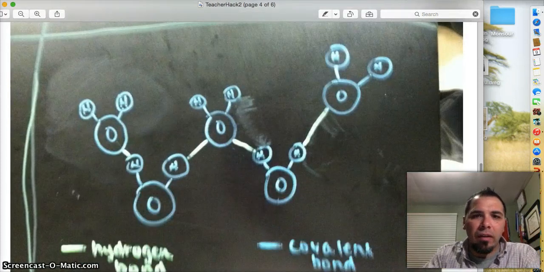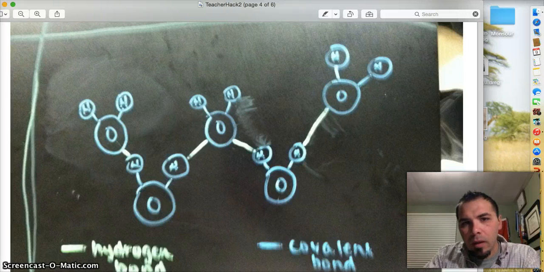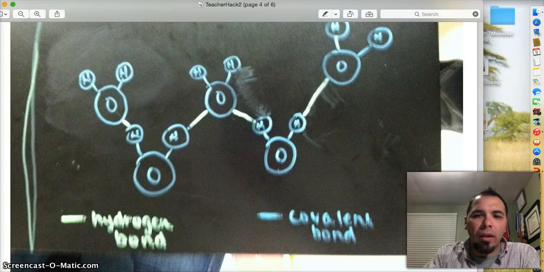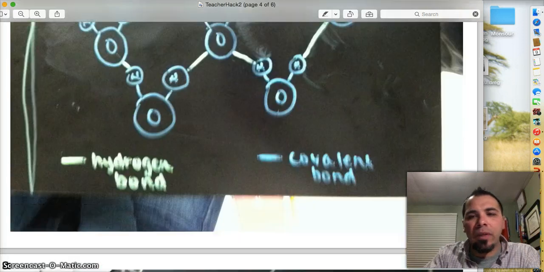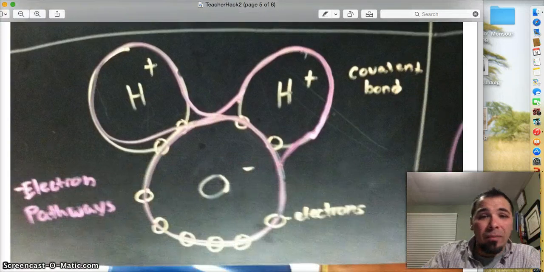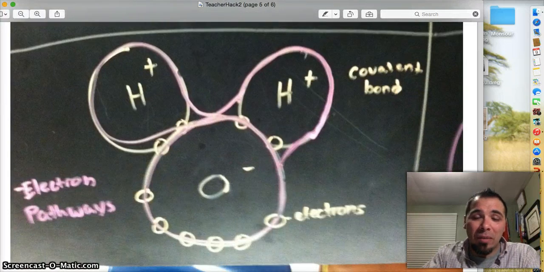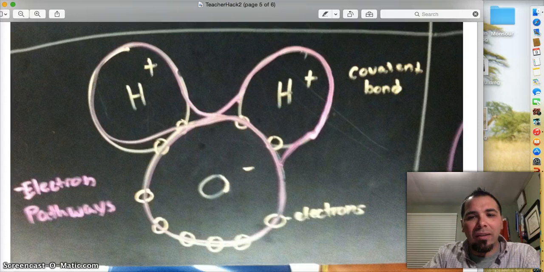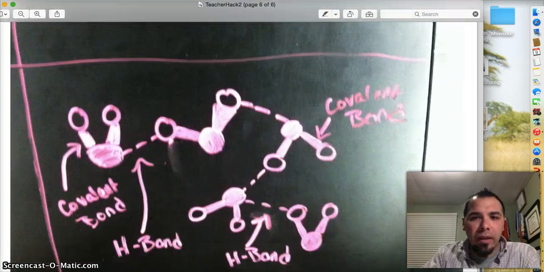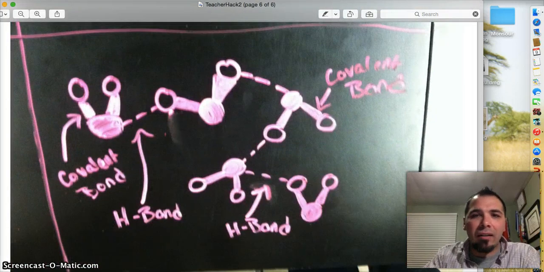This was way back in the beginning of the year when I was reviewing bonding types with my freshman and sophomore. So we were drawing a water molecule there, hydrogen bond, covalent bond. It's a very non-stressful way for the students to review. They're in pairs, lots of great discussion. And so this is my teacher hack. Again, there's what I like to call the Mickey Mouse model with the structure of water. Again, I can also check for errors. And so that's it. That's my teacher hack.